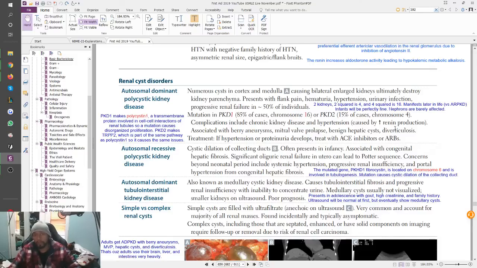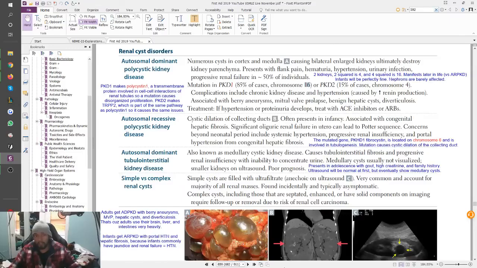Okay, so 2 squared is 4, 4 squared is 16, and 16, the bigger number, is more common. 85% of cases are chromosome 16. In case you get a stupid statistical question on any of that, right?